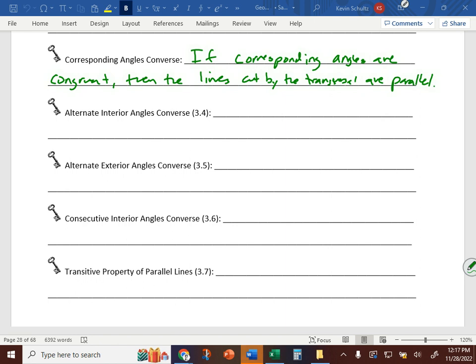Okay, I'm going to show you the difference between the corresponding angles postulate and the converse shortly here. Whenever we find something out, I like to use red and green colors. Red is what we know. Green is what we can conclude.